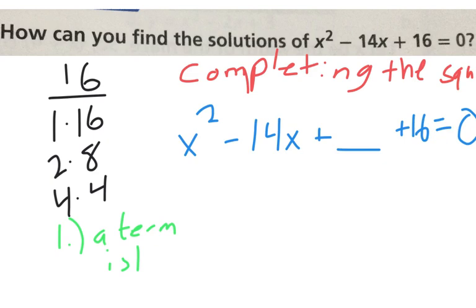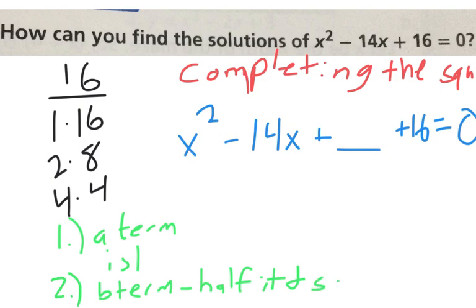Now we're going to look at the b term. Once we've made the a term 1, second, we want to take the b term and do two things. I want you to half it and square it. So what's my b term here? 14. Half that number. What's half of 14? 7. Square it. 49.